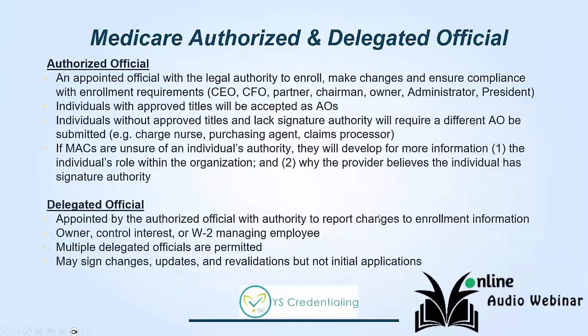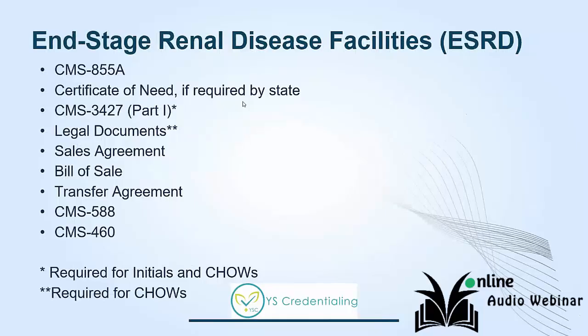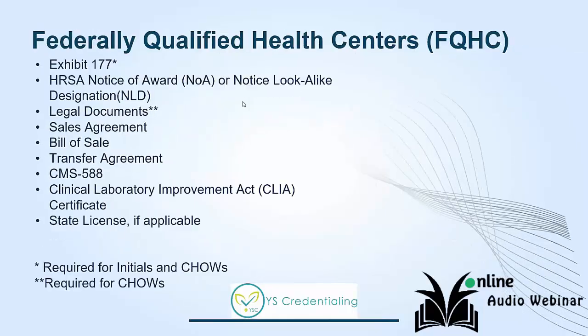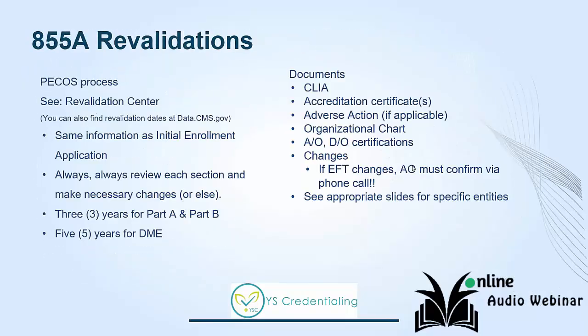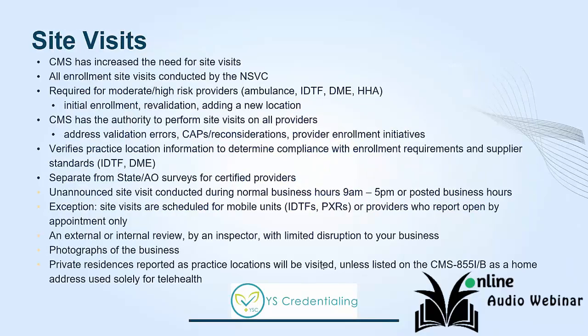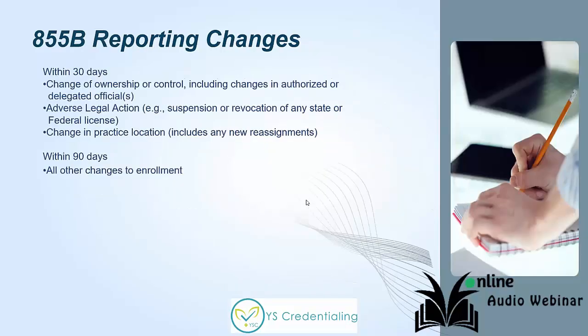The other thing people get stuck on is the authorized official and delegated official. It's a very specific breakdown based on the type of organization, very unique. So depending on who you're working with or what organizations you're working with, same with home health, very specific. Revalidations are huge. Do not miss this. Site visits are huge for revalidations now, especially if you have any change. Here's a breakdown of what you need to report, and for an 855B entity, same thing.